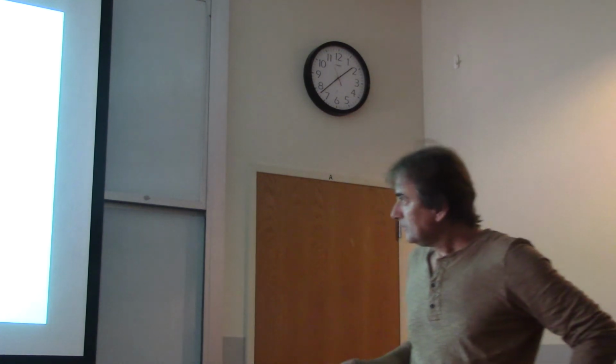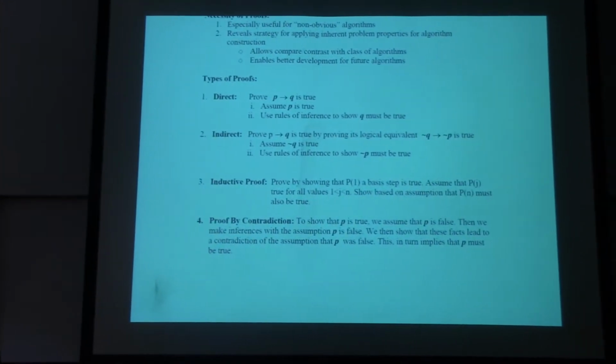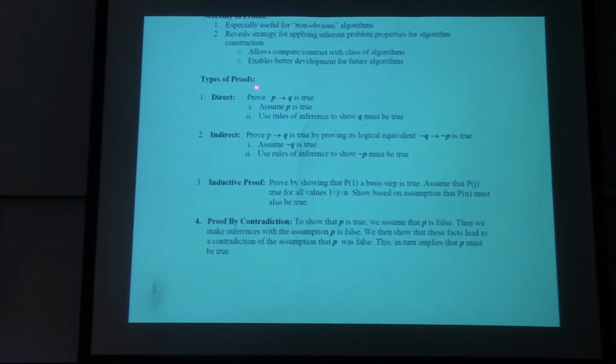Okay? So let's talk about the basic idea of proof. Basically, we will look at 3 different types of proofs. Direct proofs, actually 4, I should say. Direct and indirect, they're really kind of one. And then we have something called an inductive proof, and then we have a proof by contradiction. The most simple proof technique is the direct proof.